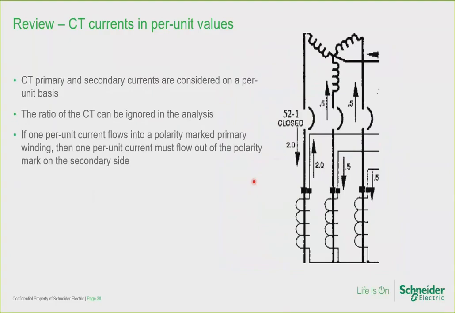Let's look at CT currents as per unit values as a further simplification. CT primary and secondary currents are considered on a per unit basis. Thus, the ratio of the CT can be ignored in the analysis. If 1 per unit flows into a polarity marked primary winding, then 1 per unit current must flow out of the polarity mark on the secondary side. And here's an example: 2 per unit flowing into the primary polarity mark of this phase A CT, and then there must be 2 per unit secondary current flowing out of the secondary polarity mark of this CT.